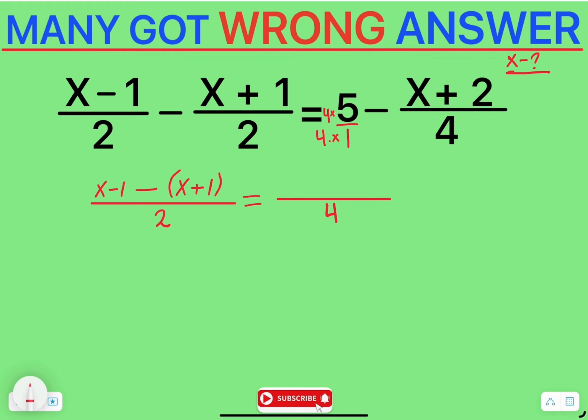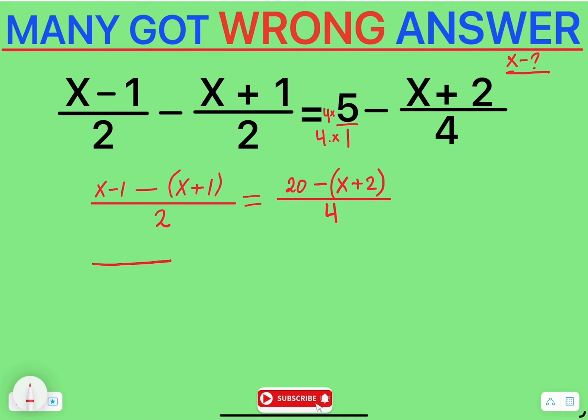4 times 5. Now you have to subtract only numerators. 4 times 5 is 20. Minus, again, don't make these mistakes. X plus 2. No, this must be inside of parentheses. This is very, very important. Now we will distribute, open the parentheses.